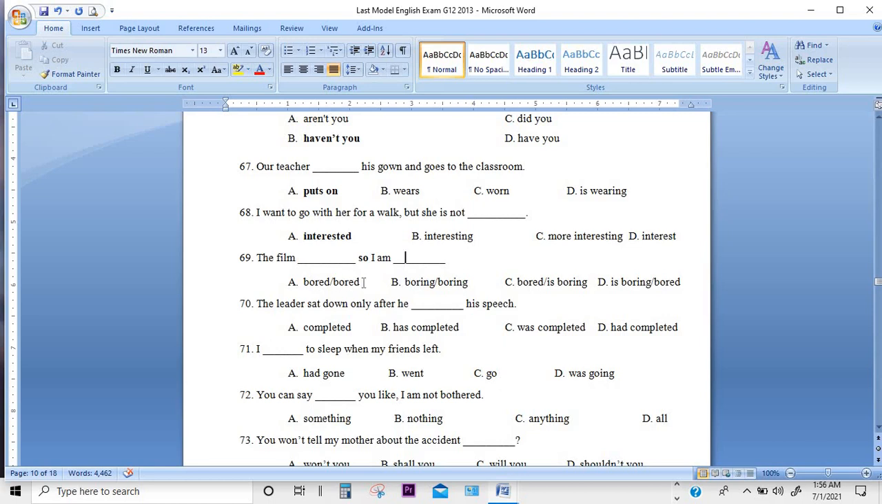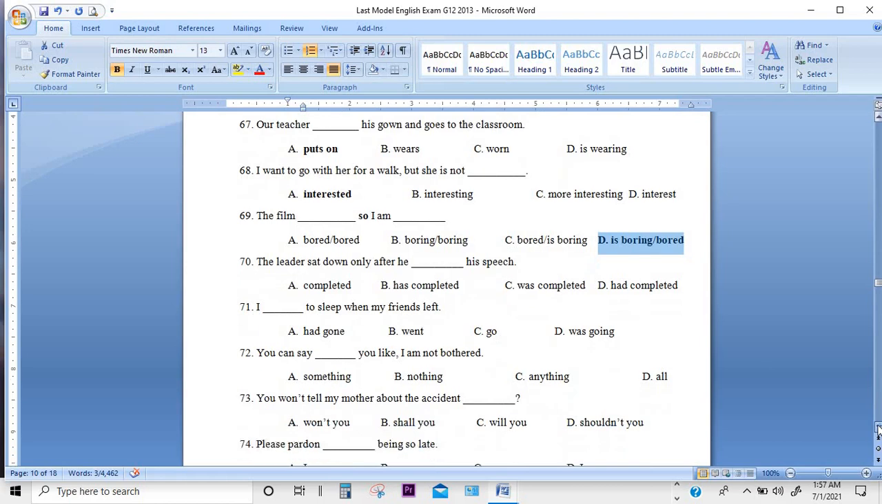Both are adjectives. For boring, we need a verb before it. So the film is boring. Okay, the film is boring. So that's a cause here. So I am bored. I am bored, that's our answer. Question D is our answer. Being bored is the result because the film was boring. Our answer is D.